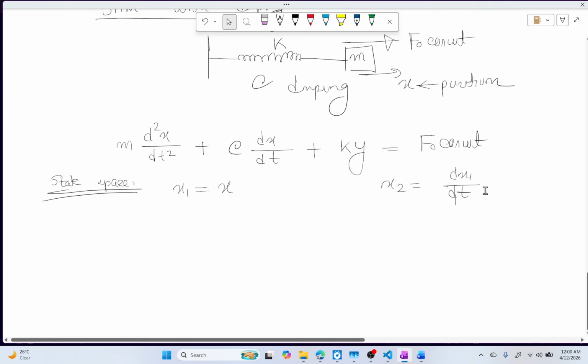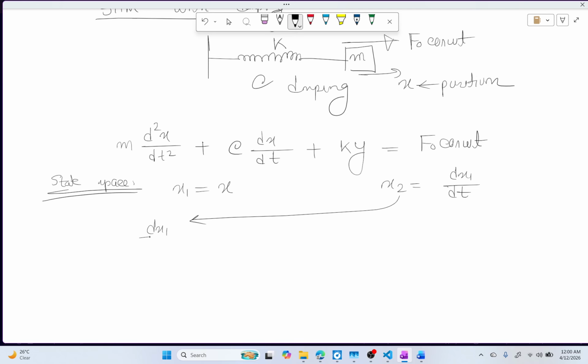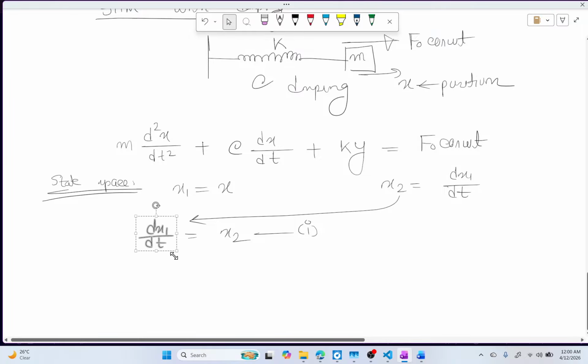Okay, now let's see. Let me start here. What is dx1 by dt? It is simply equal to x2. Okay, so this is my first equation, and my goal is to write the differential term at the left hand side and write this kind of term at the right hand side. Okay, let me give you another. Now my goal is to find dx2 by dt. So how to find this?